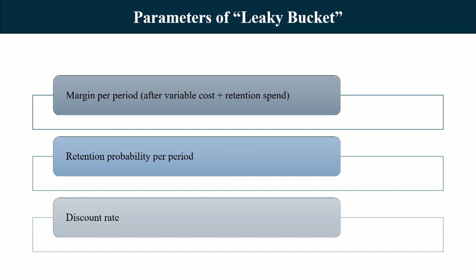These are the two scenarios through which we can improve the customer's lifetime value. In fact, by a combination of both, by increasing the margin as well as by lengthening the lifespan of the customer or improving the retention rate, we can improve it. Margin per period is what remains after deducting the variable cost and the retention spend. Retention probability per period is nothing but the retention rate. We are improving the retention rate and the average lifespan of a customer with the brand, and let us say the discount rate remains constant.